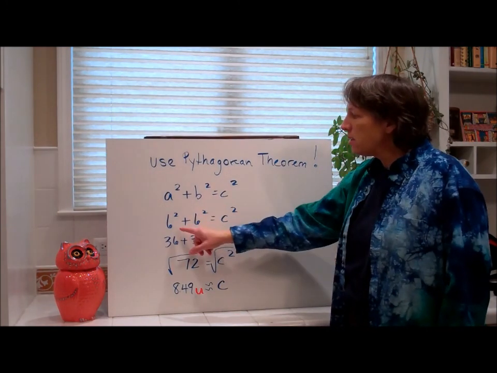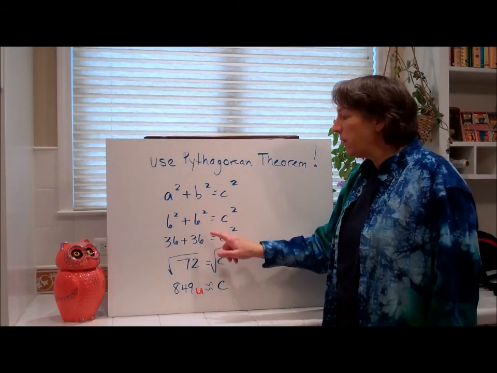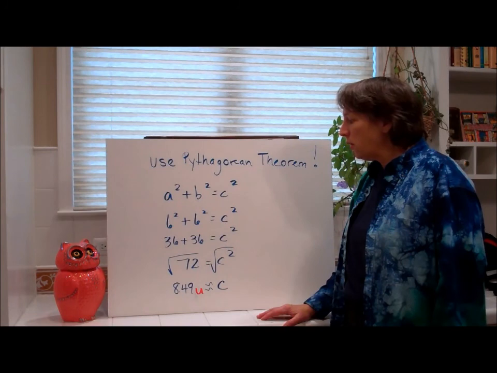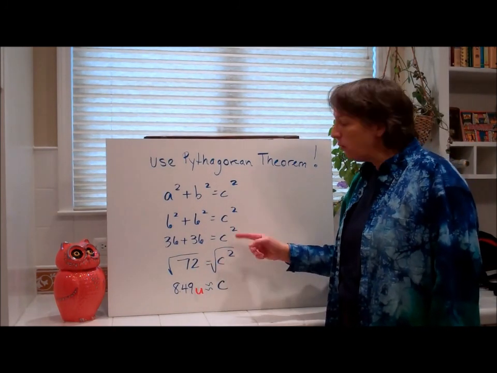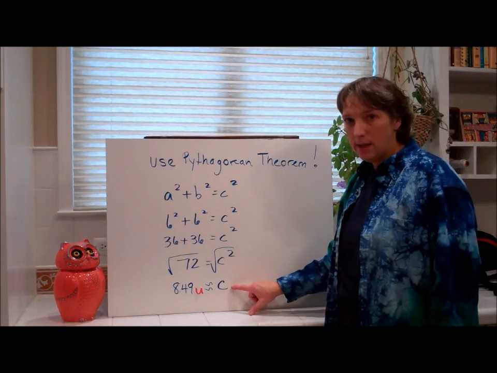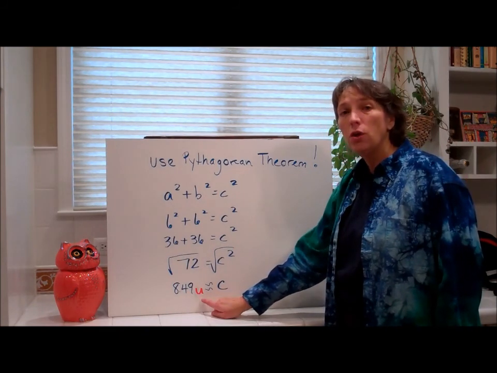So we replace a and b, the legs, with 6 squared and 6 squared. We have to simplify. 36 plus 36 equals c squared. And then we take the square root of both sides to undo this. Now when we take the square root of c squared, we get c. And that's going to be about 8.49 units.